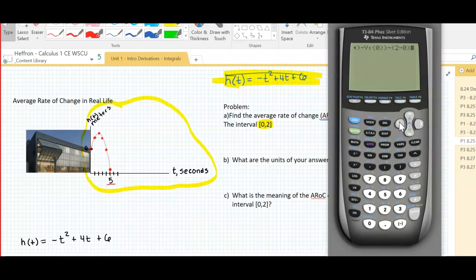Close that parentheses. Does anybody see the error? I just found an error in what I've put on my calculator, but I want to see if you guys are paying attention.